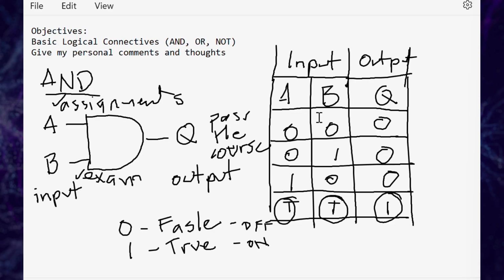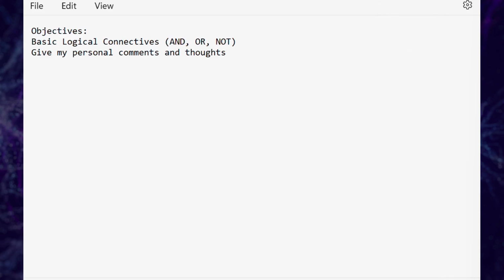Don't worry, because we will have more analysis of truth tables in the future, so we will learn more about this. Next, let's now learn about the OR. What about the OR logical operator?